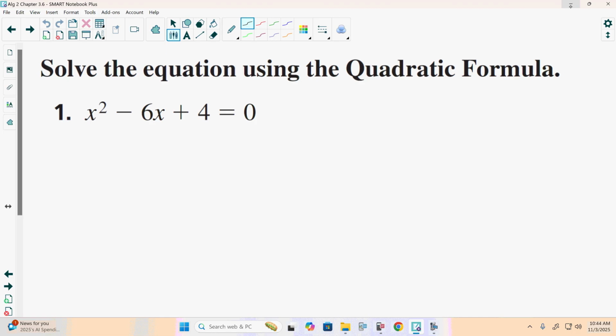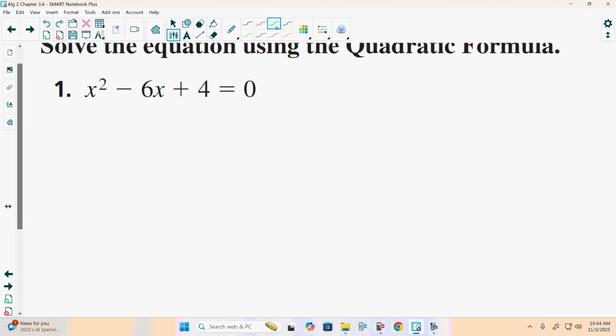What we started on Friday was the quadratic formula, solving quadratic equations using the quadratic formula. The quadratic formula: x is equal to negative b plus or minus the square root of b squared minus 4ac, all over 2a. And this works for any quadratic equation with real numbers for a, b, and c.